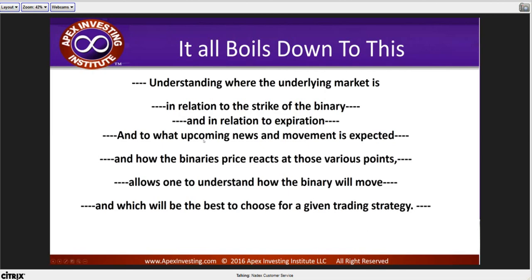If you understand how the price moves in relation to the binary strike, in relation to when it expires, and in relation to upcoming expected movements and news, you'll better understand how the binary price moves to help you better choose the right binary for the right strategy.